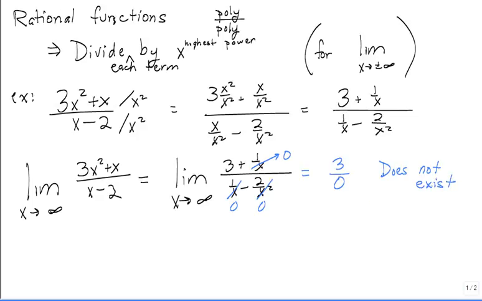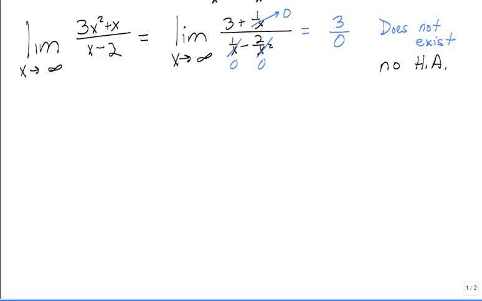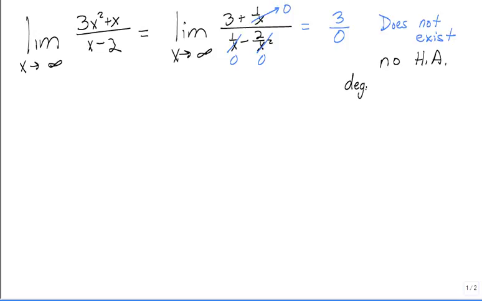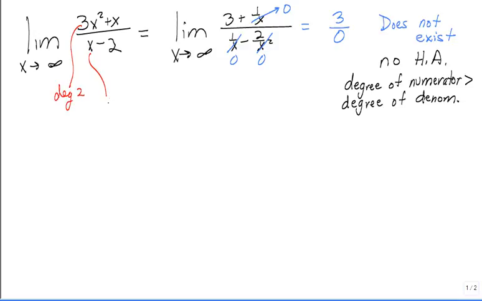So in this case, there's no horizontal asymptote. And this is always true when the degree of the numerator is bigger than the degree of the denominator. See, the degree here is 2. This numerator is degree 2, and that's degree 1. Remember, degree is the highest power of x in the problem.